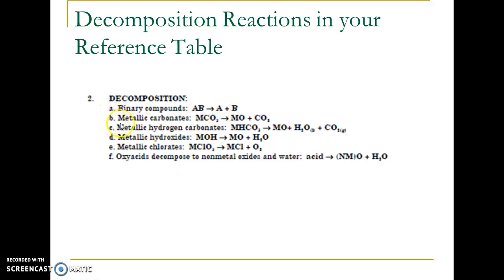The great thing about your reference table is that it will tell you the answers to all of your predicting of products, especially if we look at number 2B, a metallic carbonate. Here is the chemical formula for a metallic carbonate, where M can be any metal from the periodic table. Here's your carbonate. We're going to decompose and break down into a metal oxide and carbon dioxide. So it already tells you what one of your products is. The only thing you have to do is predict what this product is.